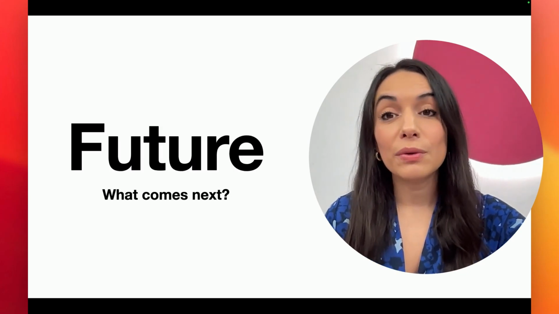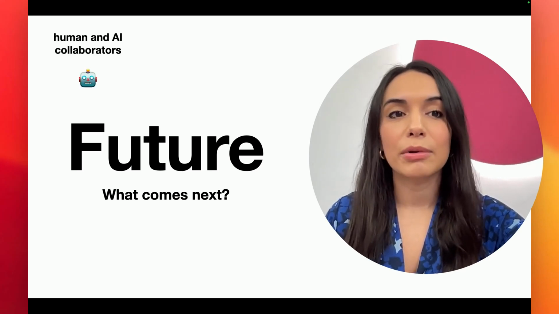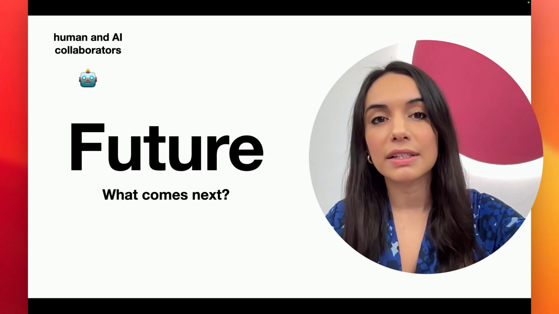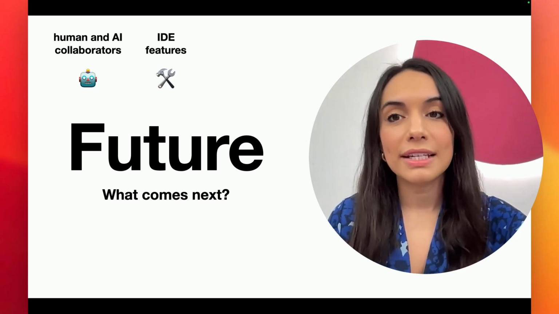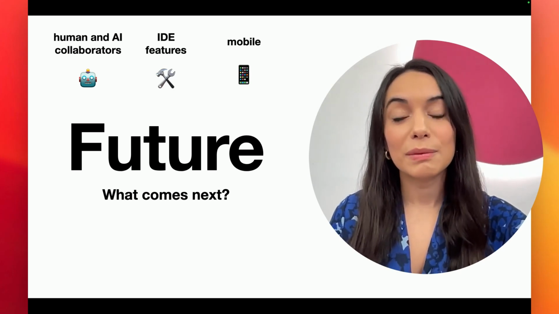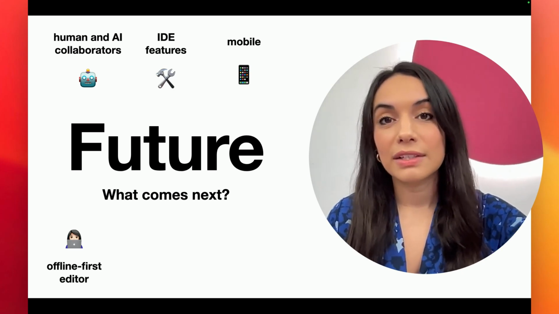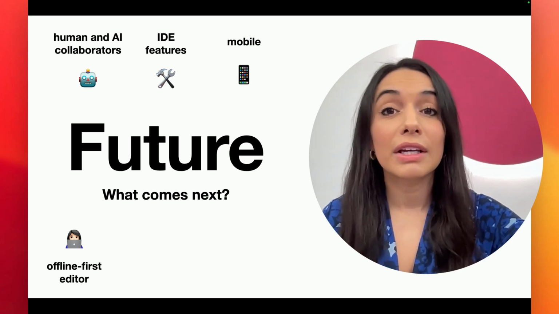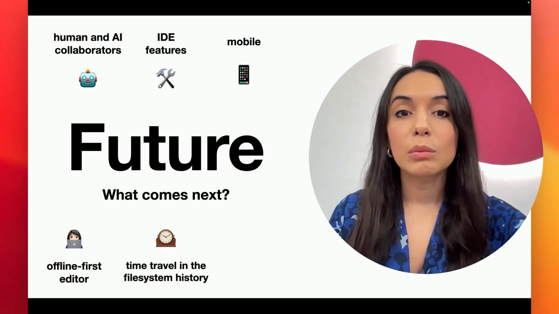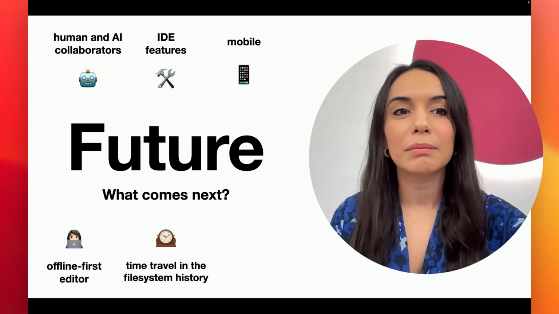In terms of future goals and what comes next, we want to make it possible to seamlessly collaborate with human and AI collaborators. We want to add common IDE features that one would usually expect from a code editor. We want to make coding on mobile incredible. We want to make our editor work offline first, because currently it only works online. We want to enable time travel, so you'll be able to rewind to a point in time in the history of the file system.